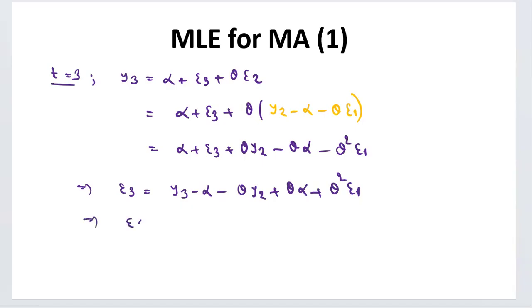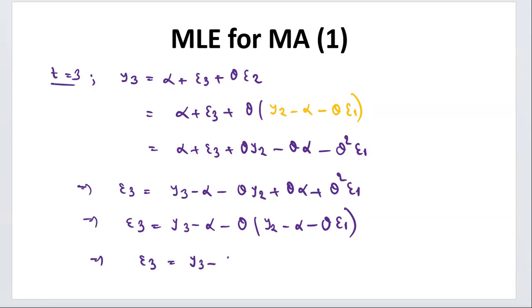And y3 minus alpha minus, again take theta common, so y2 minus alpha minus theta epsilon 1. So epsilon 3 is y3 minus alpha minus theta into this thing, which is again epsilon 2. So this will be epsilon 2.